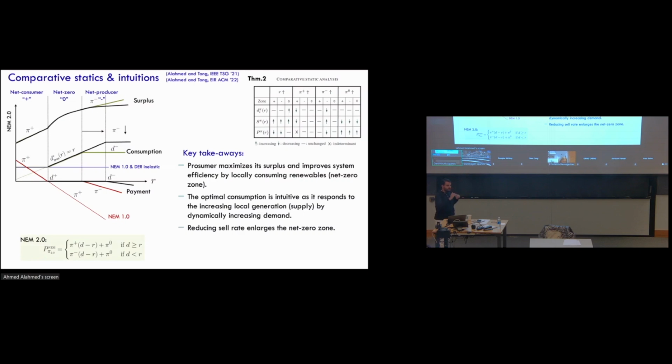So if the sell rate is lower as you go to net metering 2, 3, or successor net metering, you want to keep as much renewables as you can behind the meter. You don't want to sell back. And optimal consumption reduces negative payment because you do not sell as much to the utility.